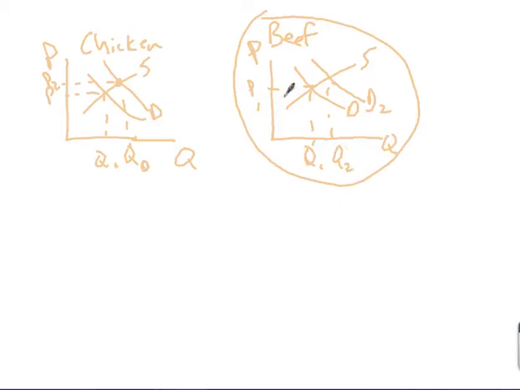So if you're making business decisions, again, just to recap, if you have a product that has either a substitute or a complement to it, you're going to want to watch that market, because whatever happens in that market is going to have a direct impact on you, and you need to make your production decisions based off of that.